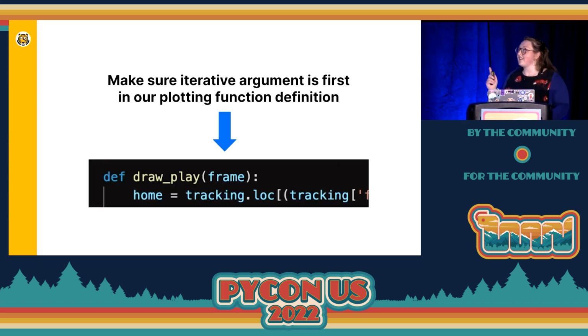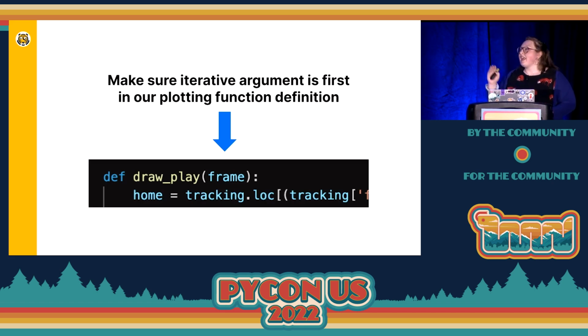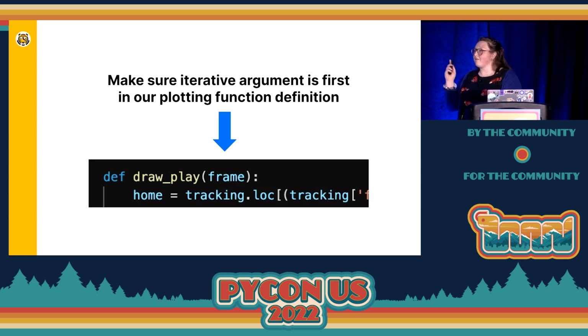So then the next caveat you want to make sure of is that whenever you create your iterative function, the argument that you iterate over has to be the first argument specified in the definition. So for drawPlay, it doesn't matter. We have only one argument value. But say that I had two other arguments in my iterative function. I need to make sure to call frame first, and then all the other arguments after. So that's just something that FuncAnimation really looks for. It will not work if you don't put that iterative argument first.